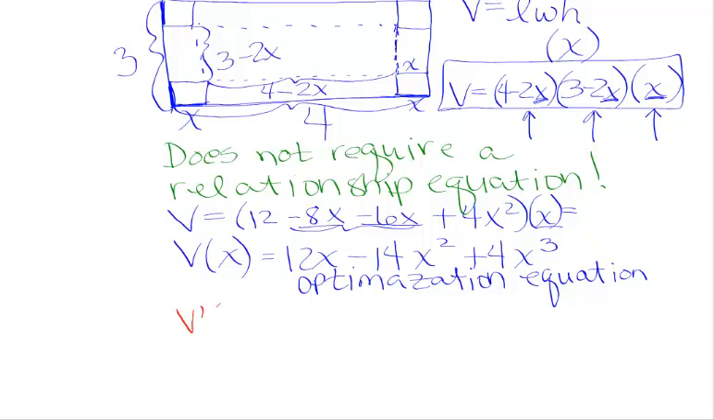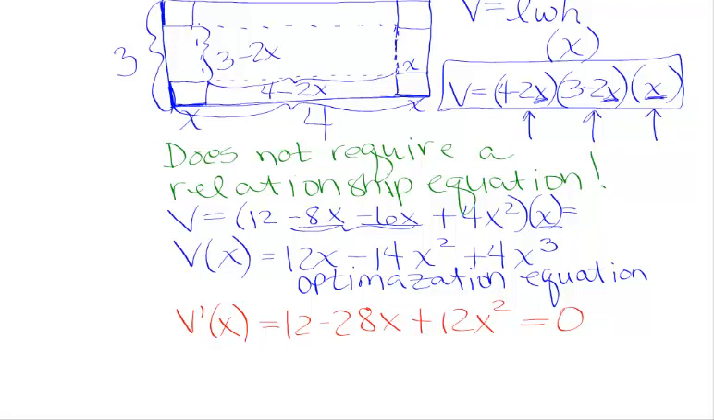Now I'm going to differentiate with respect to x. I have 12 minus 28x plus 12x squared. I want to know where that equals 0 or where that does not exist. This is a polynomial function. Luckily for us, lots and lots of these problems, our optimization equations are polynomials. So that makes it much easier.